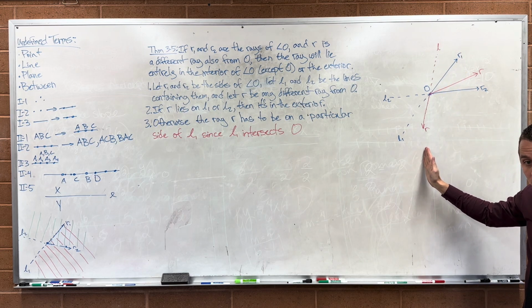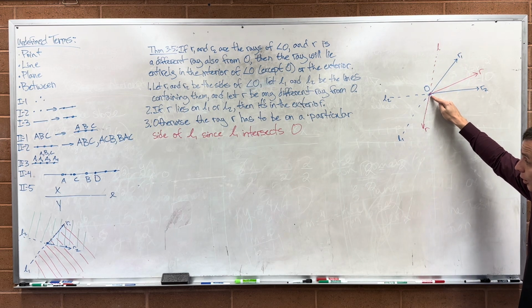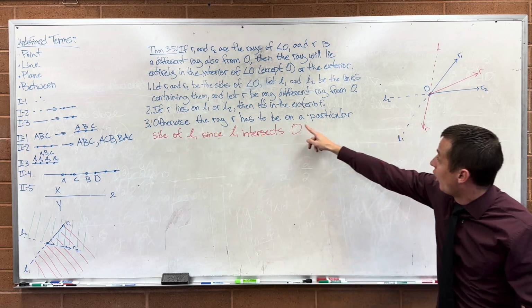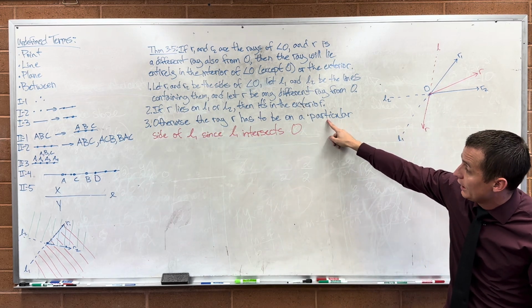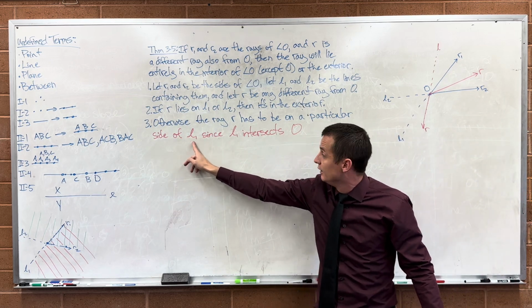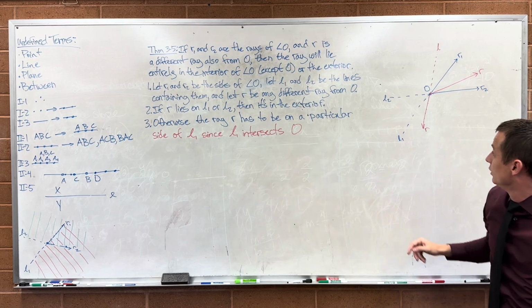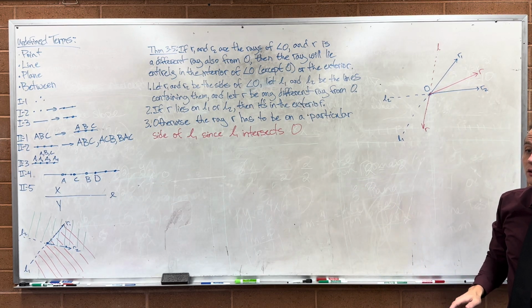Why didn't you just use point O? You could have. We are using point O. So otherwise the ray R has to be on a particular side of L1 since L1 intersects O. He's saying, why do you have to use L1? Why can't you say on a particular side of point O?